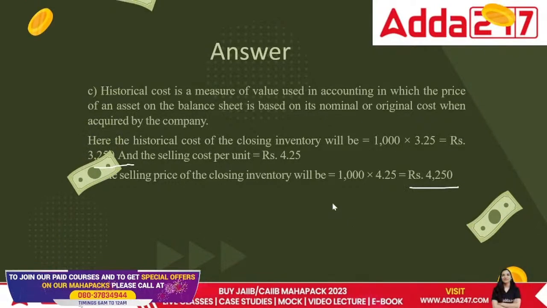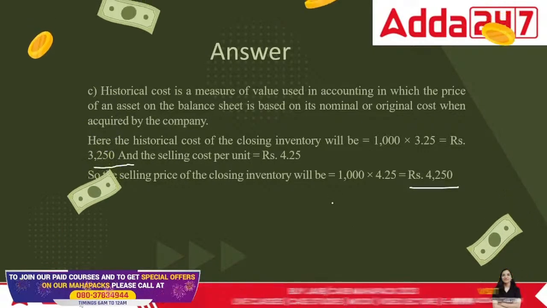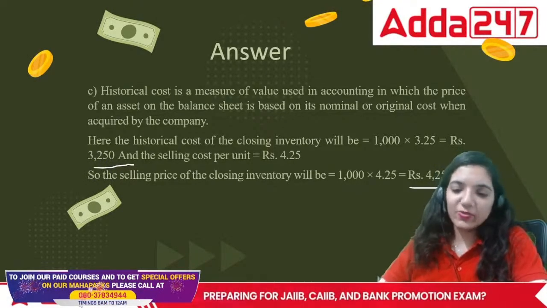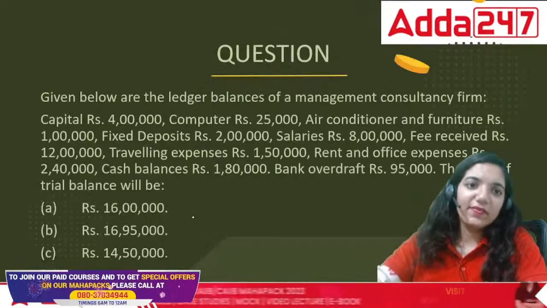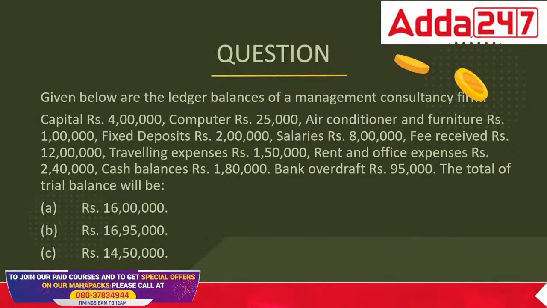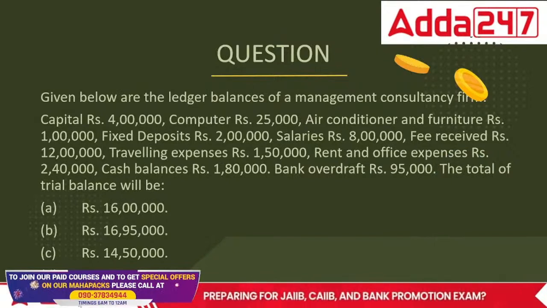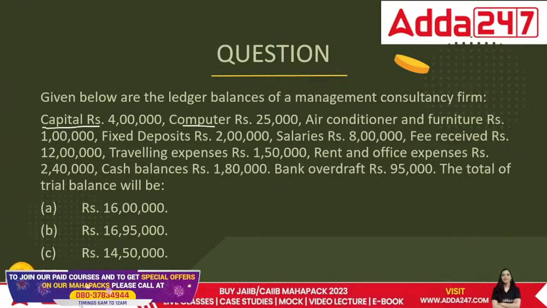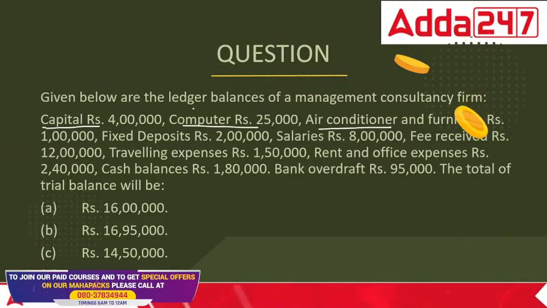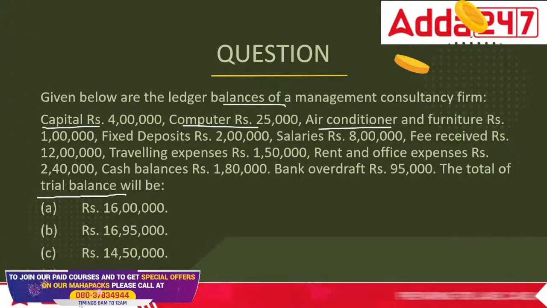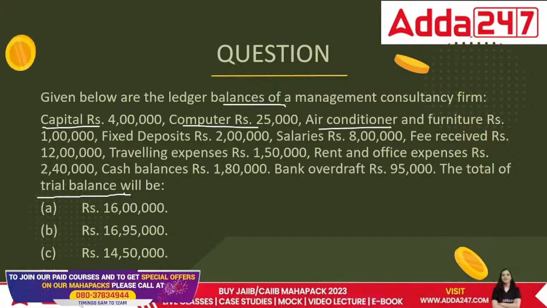Done, everyone? Now comes the next question. It's a little lengthier question, but a very interesting question, as in this question we can do much more in terms of the concepts there. The capital is given, computer is given, air conditioner, and they are asking, given below are the ledger balances, what would be the total of the trial balance?